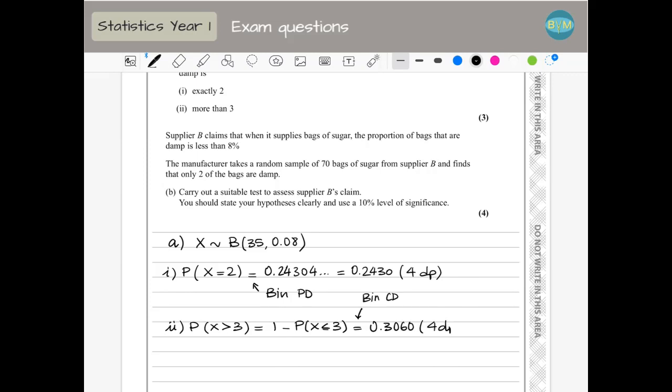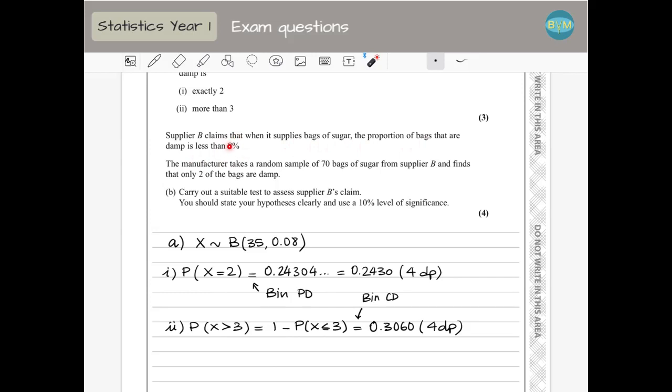to 4 decimal places. Yeah, so this is the first part. And you're going to get 1 mark for this one and 2 marks for this one, because you have to do this change.